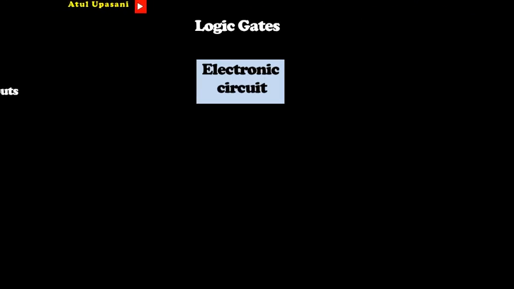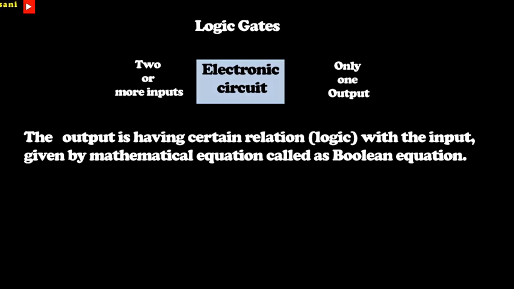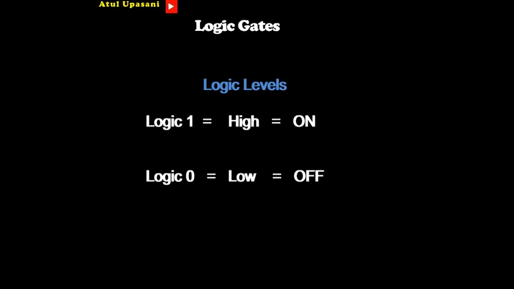Hello students, today we will discuss logic gates. A logic gate is an electronic circuit having two or more inputs but only one output. The output has a certain relation with the input, given by a mathematical equation called a Boolean equation. These logic gates work on logic levels. The logic levels are high and low, 0 and 1.